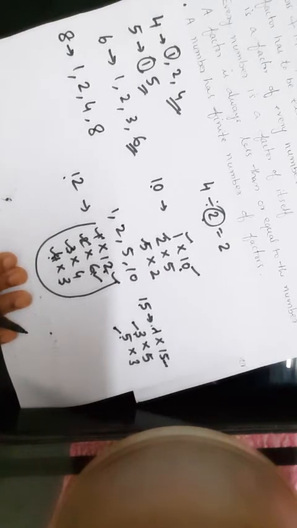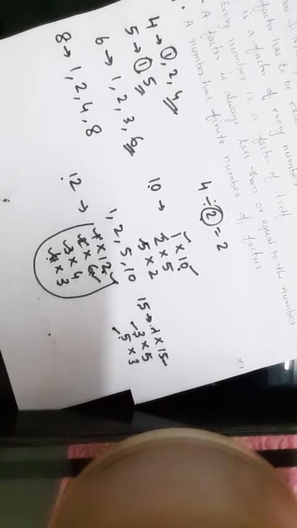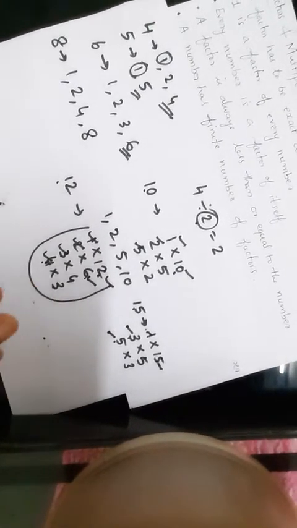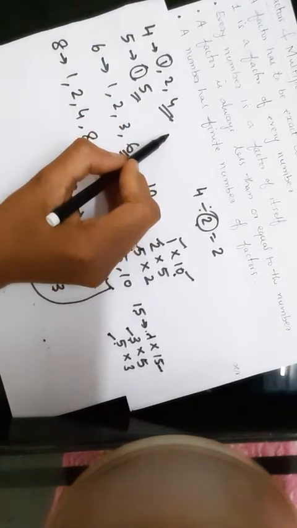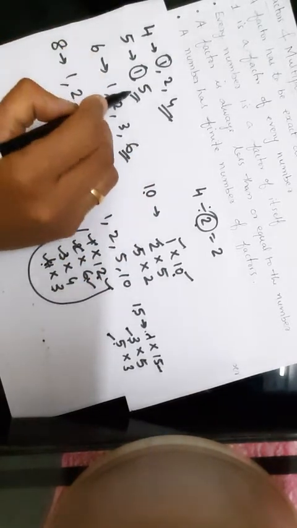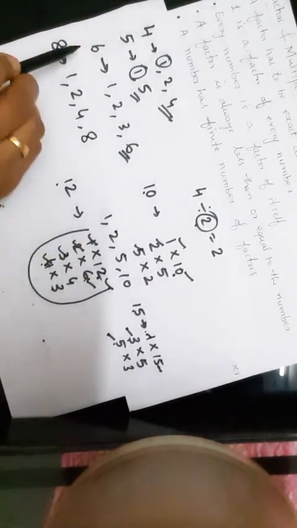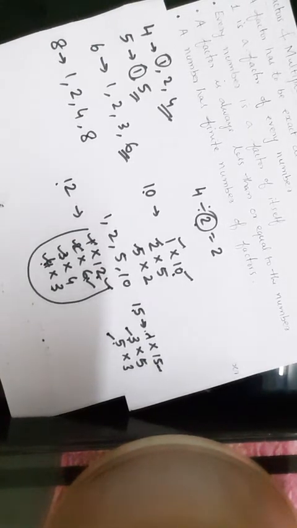A number has a finite number of factors. Because of the same reason, a number has a limited number of factors, that is, we can count how many factors. 4 has only 3 factors. It cannot be more than that. 5 has only 2 factors. 6 has only 4 factors. We cannot move up. That is, it has a finite number of factors. These are about factors. Correct? Now, let us move on to the next.